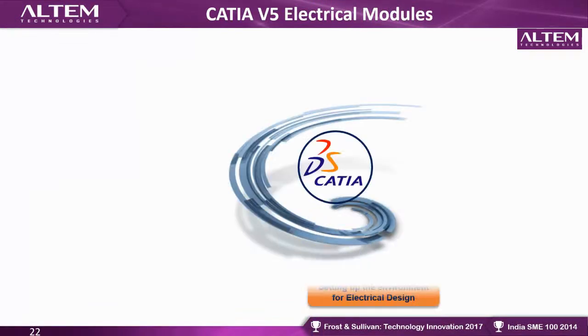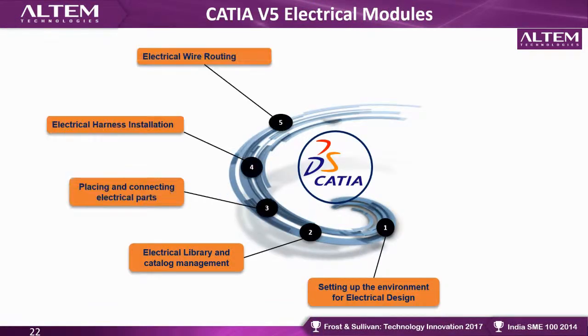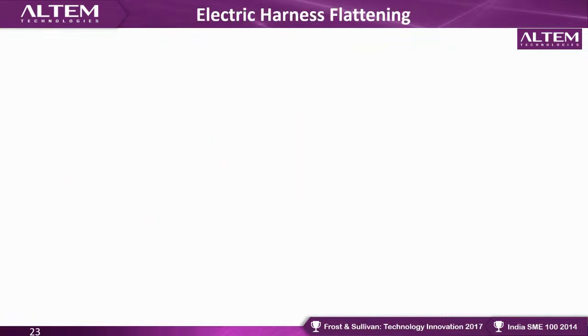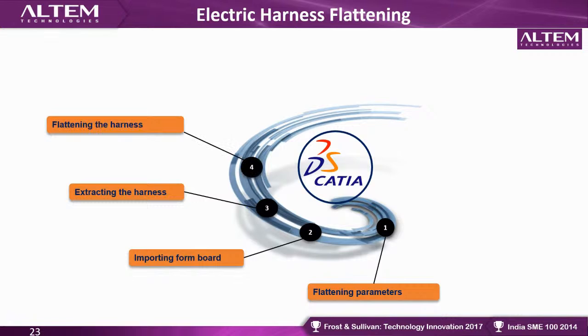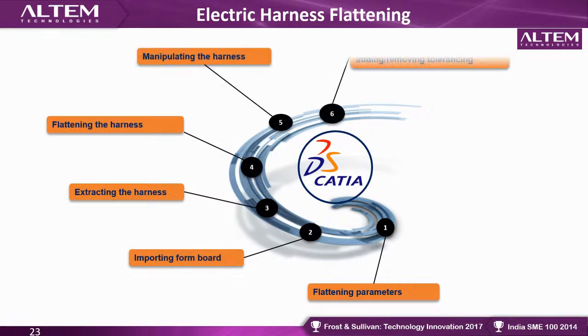So after this, our last thing remaining is harness flattening. So harness flattening has a set of procedures. We have to define flattening parameters. We have to import form board. We have to extract harness, then flatten the harness, then manipulate harness. So why is harness flattening important? So after wire routing and harness installation, flattening is done for manufacturing purposes. So we can design panels, and we can know the overall harness length, etc.